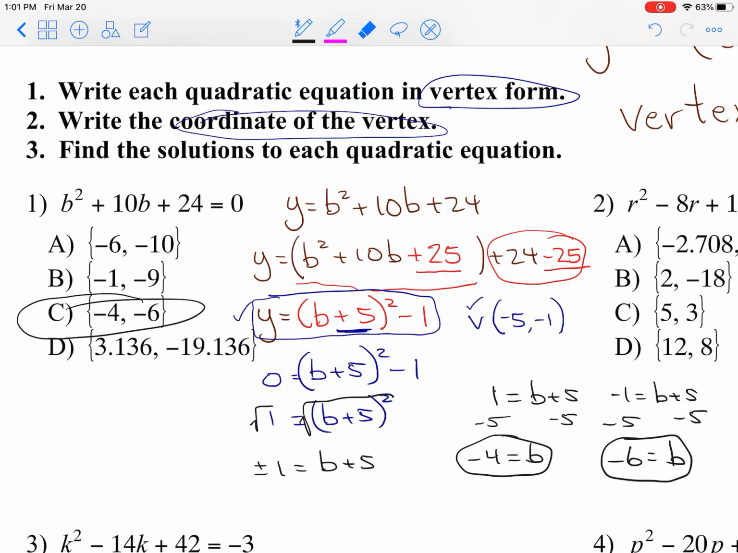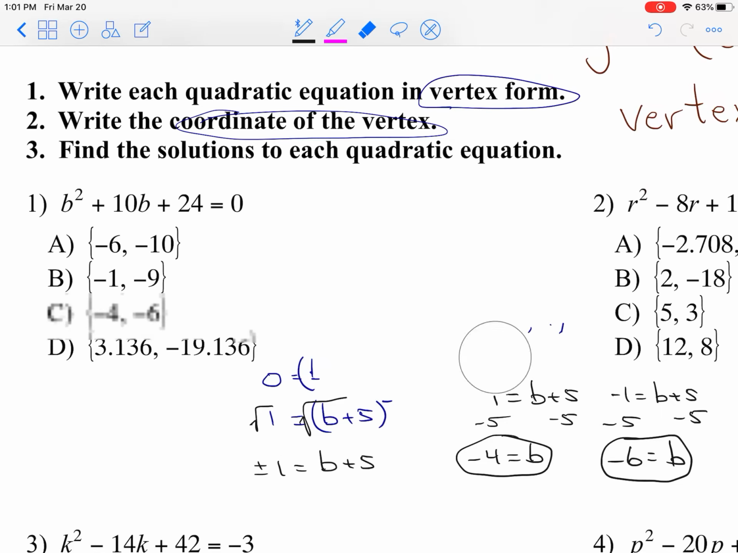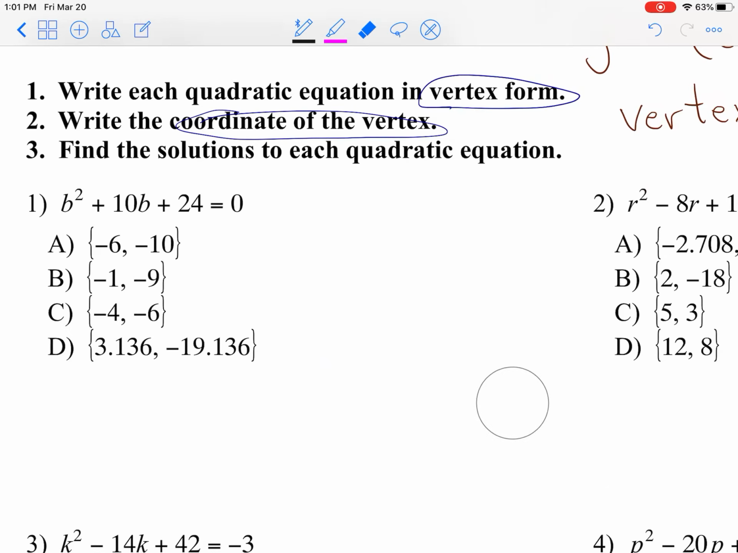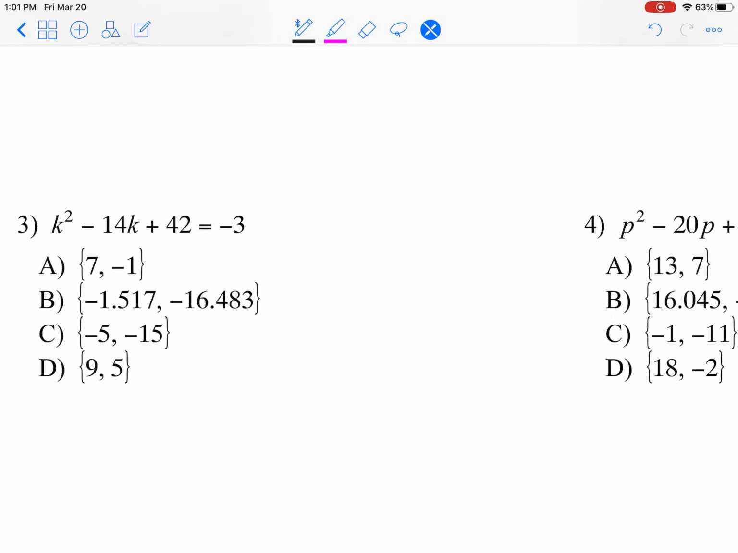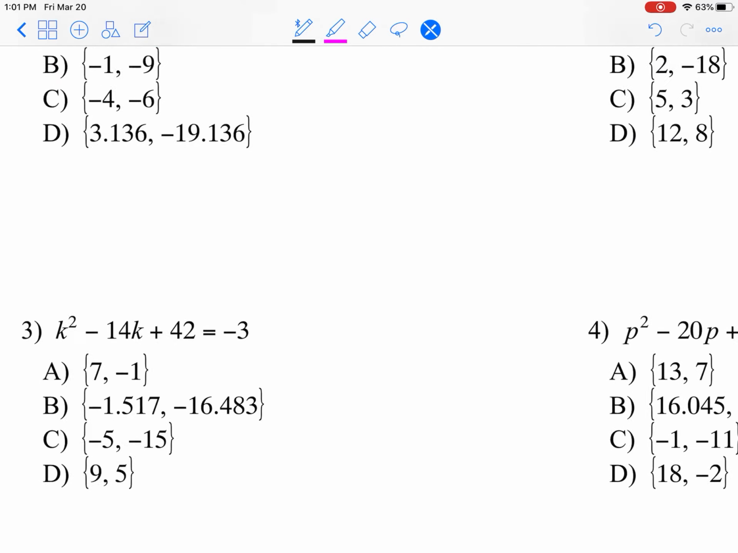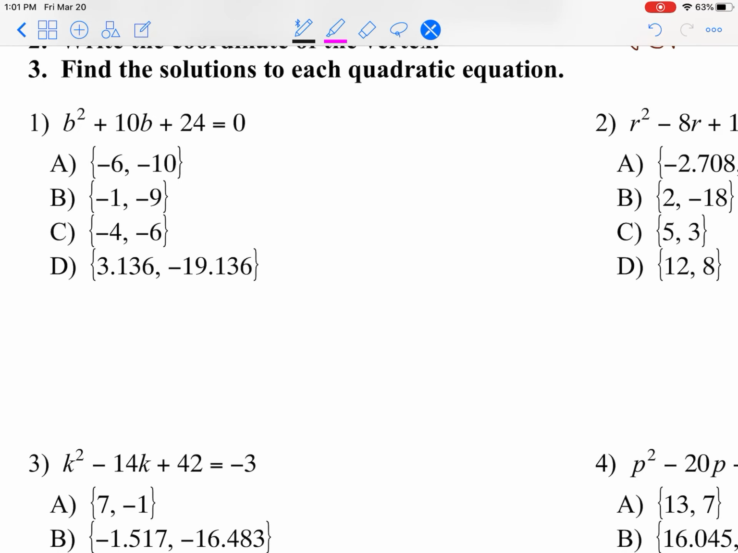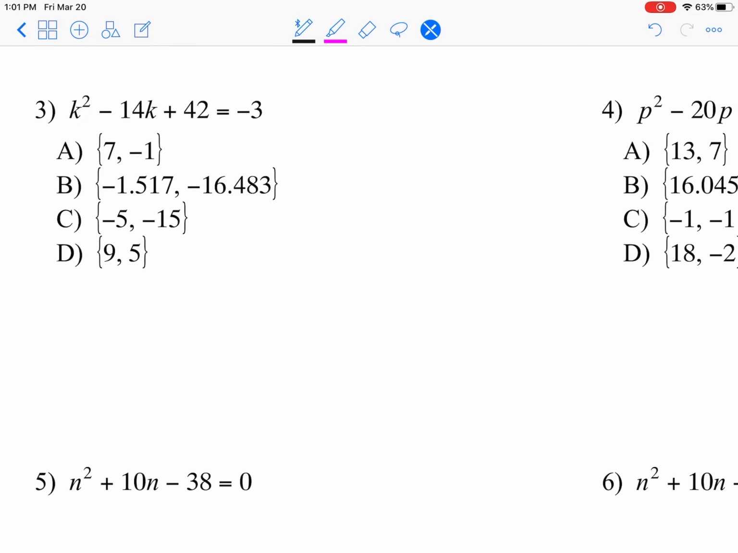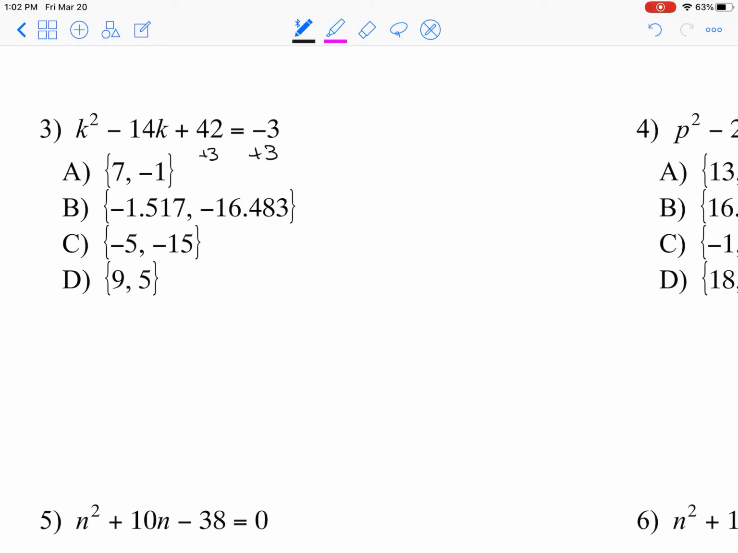All right, let's try another one. Let me erase all this stuff. Okay, notice this time it's a little different. Number 1, we were equal to 0. Number 3, we're not equal to 0. We're equal to negative 3. And that's going to be the first thing I do, is add 3 to both sides so that I'm equal to 0 like I was a minute ago.